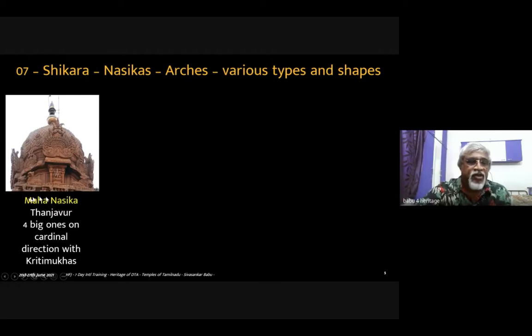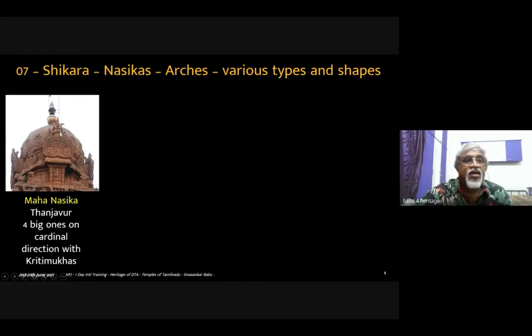The first one is called Mahanasika. Naturally, when you say Maha, it has to be at the top. So it is on the top, which is available in the Shikara on the 4 cardinal directions, the big one. Here, even if it is octagonal with 8 sides, on the 4 cardinal directions, east, west, north, south, there will be big nasikas, and on the other 4 sides, there will be smaller ones. So this is called Mahanasika.